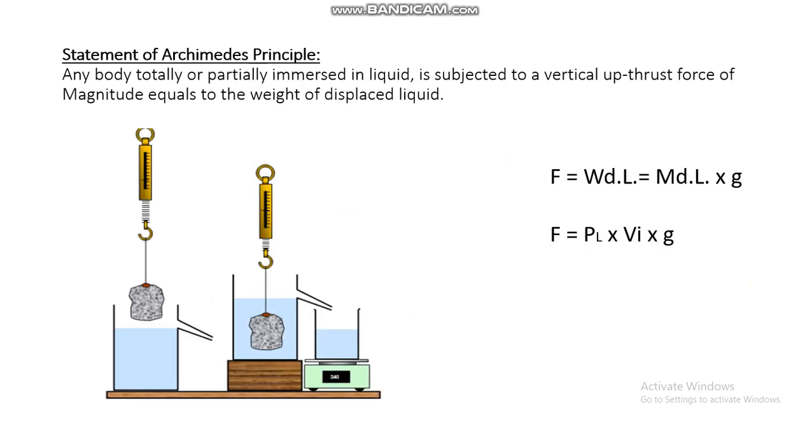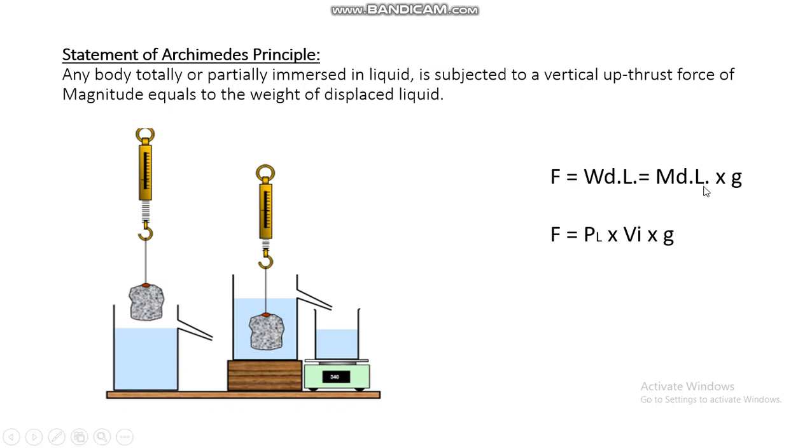Now let's move on to the statement of Archimedes' principle. Any body totally or partially immersed in liquid is subjected to a vertical upthrust force of magnitude equal to the weight of displaced liquid. So the magnitude of the upthrust force is equal to the magnitude of the weight of displaced liquid. How do we calculate the magnitude of the weight of displaced liquid? We use this formula, mass of displaced liquid times gravity.